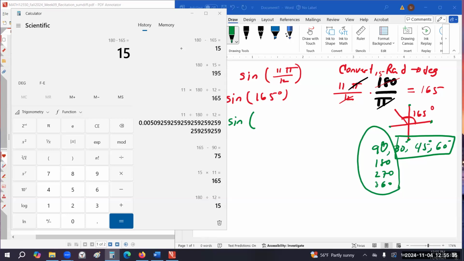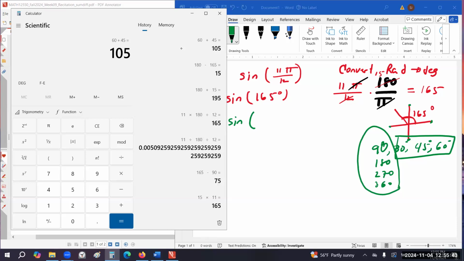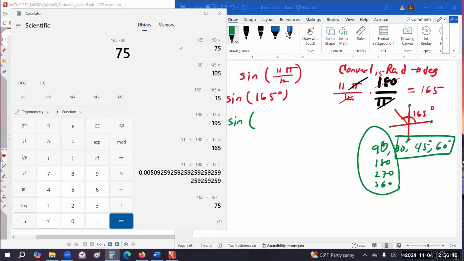60 plus 45 is 105. Okay, I don't see any easier way. So 165 is smaller than 180. So 165 minus 90, 75. Okay. 120 plus 45. Say we don't have two numbers from the list. It's okay, I'll stick with your first one.